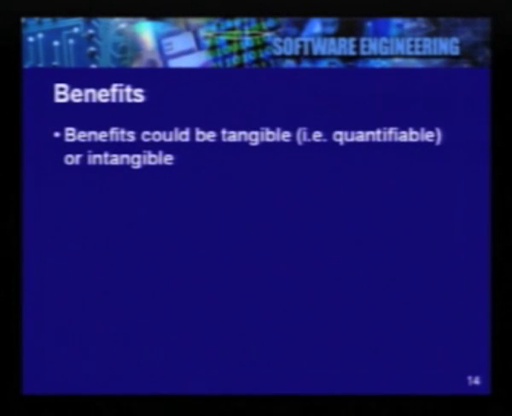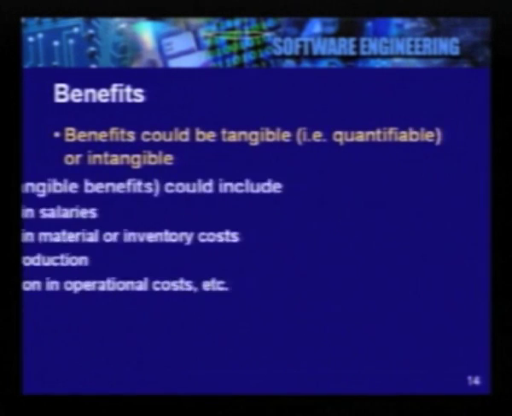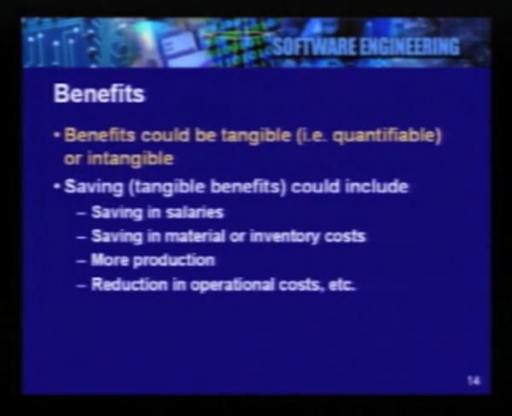What are the different types of benefits? Benefits may be tangible or intangible. Tangible benefits are those which can be measured. We call them savings also. So savings are tangible benefits which include savings in salaries, savings in inventory cost, or ability to produce more for a given amount of investment, or reduction in operational cost. Basically these are the savings because we can put a rupee value on each of them.